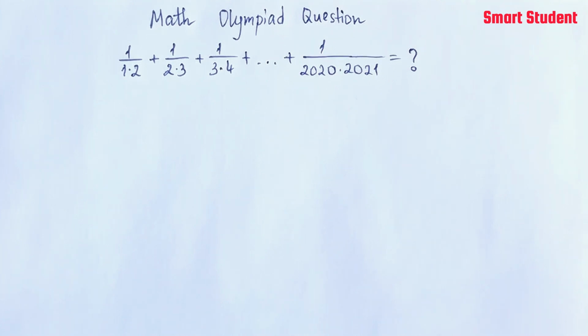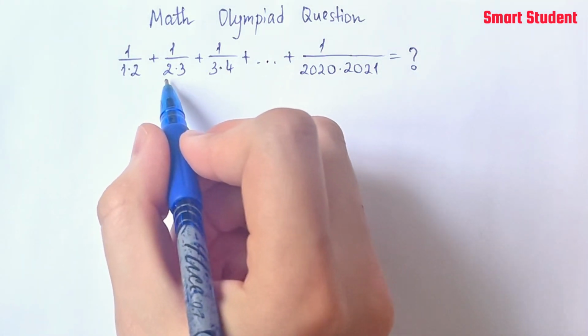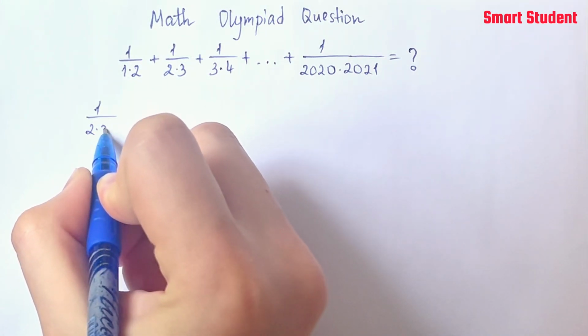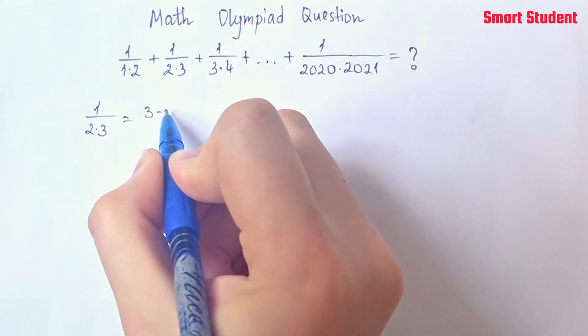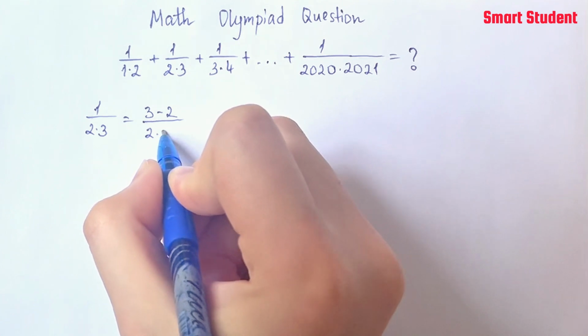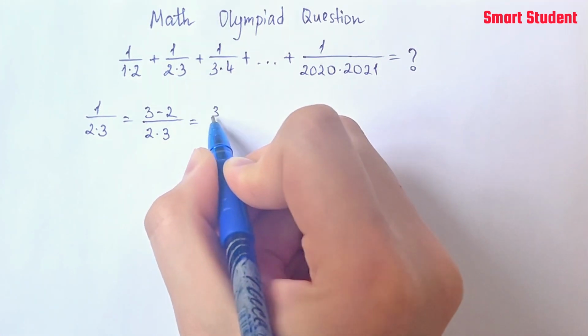Of course, there must be a pattern or nuance that we must notice in order to find the optimal way to solve this problem. So for example, let's take this fraction, 1 divided by 2 times 3. So we can write this 1 using the numbers in the denominator part, since 2 and 3 are neighboring numbers.